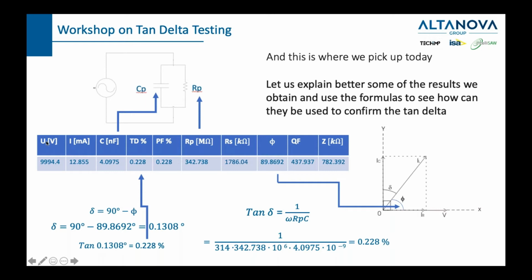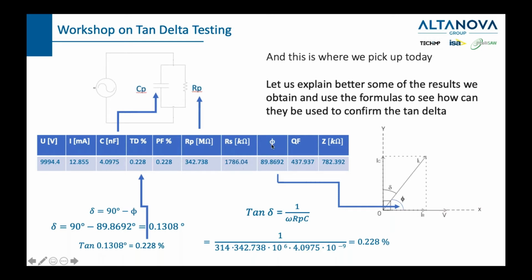The set of results is the voltage which we generated, and the current which was generated with this voltage. So we can see that this is 12.855 milliamps. The capacitance which we measured is actually the equivalent capacitance here. The tan delta is the tan delta which was measured. The power factor and tan delta have the same number, and the resistance RP connected in parallel. These two values we can use to calculate tan delta, and that's what we did here. We said tan delta is 1 divided by omega RPC, and when we put in all the numbers, we got the same value, 0.228, as the tan delta.